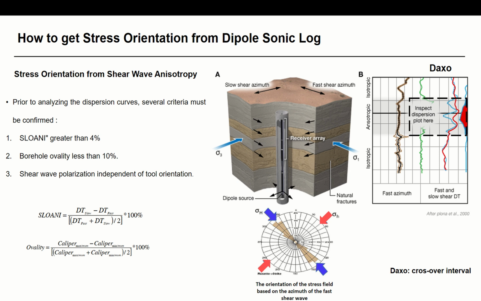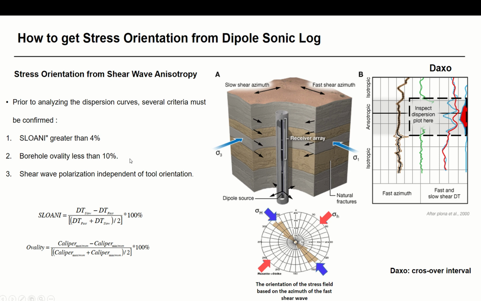The second criterion is the ovality of the borehole. The borehole ovality should be less than 10%. If we have excessive borehole ovality, it can distort the waveform and lead to inaccurate measurements. So keeping this value under 10% will ensure more reliable data.